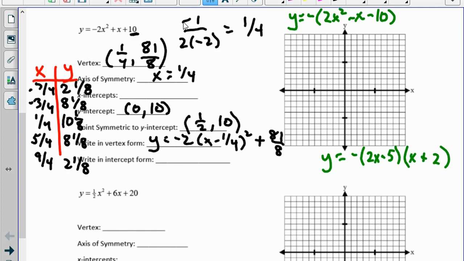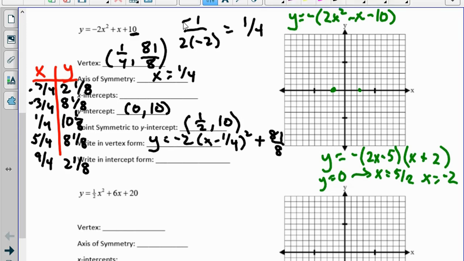x-intercepts at 5/2 and -2. So if y equals 0, this is true. Either x equals 5/2 or x equals -2. So 2.5 and -2 are values. Now notice that those are symmetrical around x equals 1/4. So that is really good. This works out where we get some nice answers.